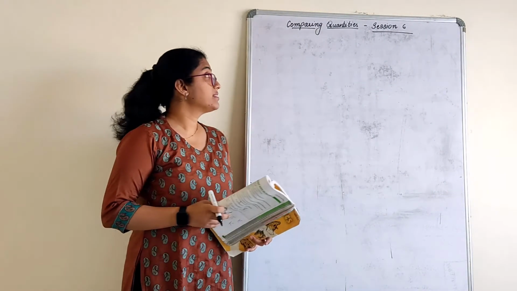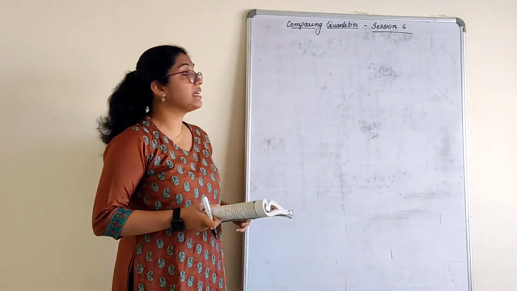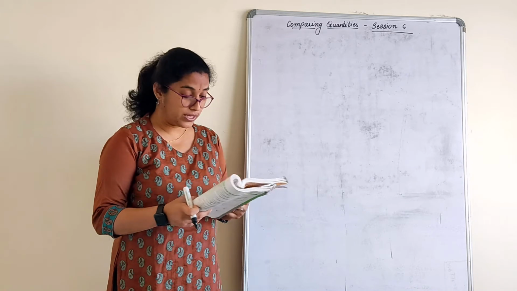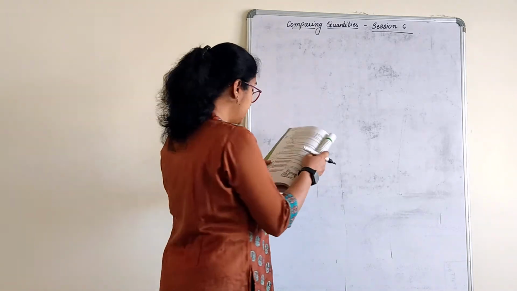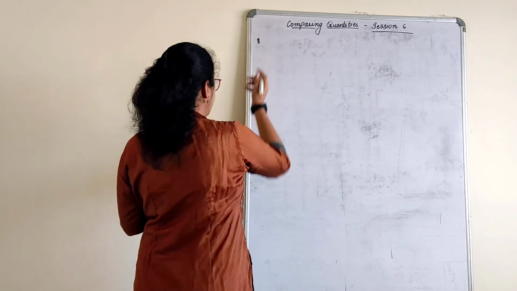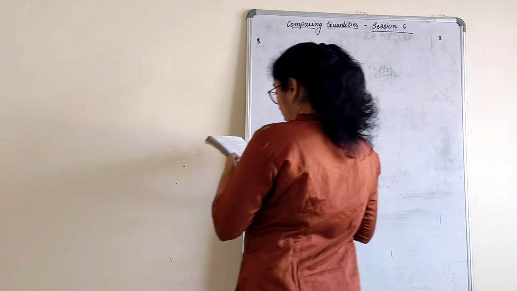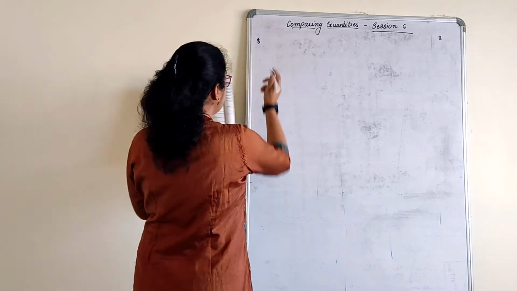Good morning. We'll start session 6 of the chapter Comparing Quantities, and with this session we will be completing the chapter. So the eighth one is very simple, children. I'll just explain the eighth one and that will be marked for homework. Find the amount and the compound interest.